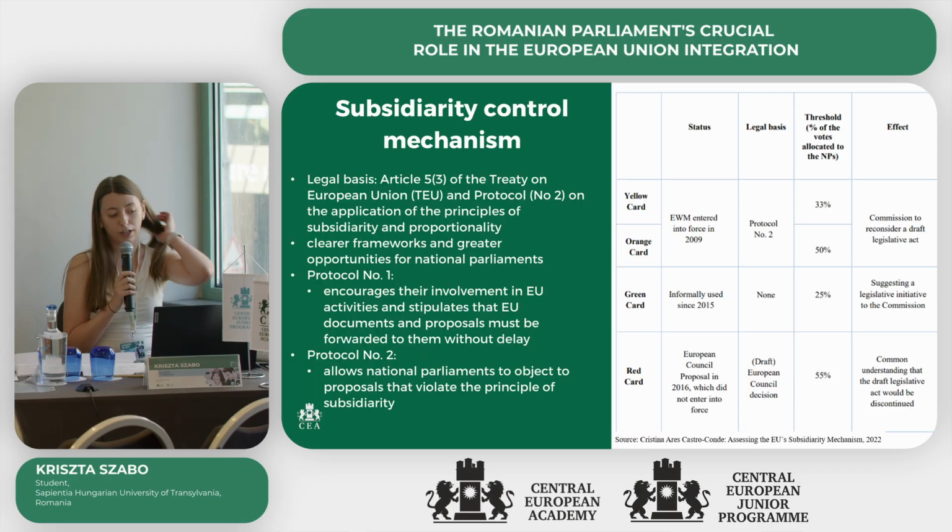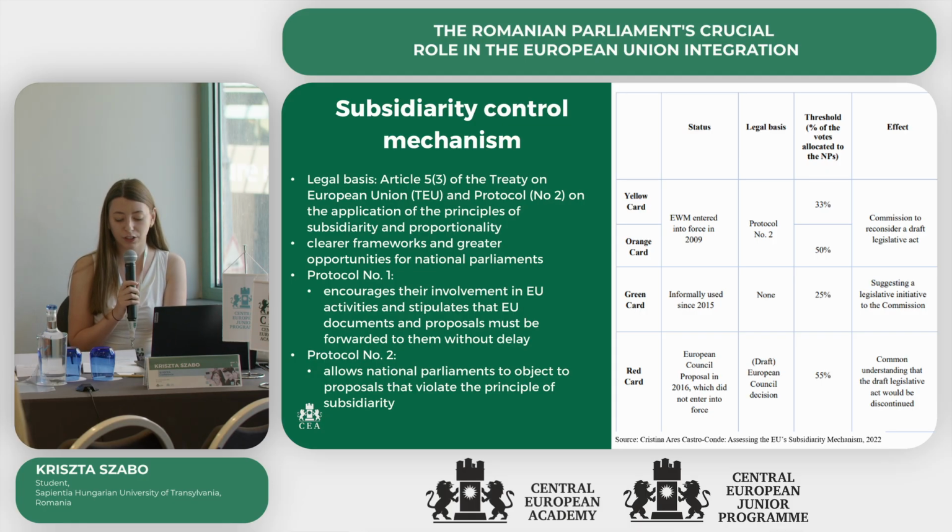And now I would like to talk about the subsidiarity control mechanism. The legal basis of this mechanism is Article 5 of the Treaty on European Union and Protocol number 2, which covers how the principles of subsidiarity and proportionality should be applied. While the Lisbon Treaty didn't introduce the principle of subsidiarity, it did build on what was already in place under the Amsterdam Treaty, giving national parliaments a clearer framework and more opportunities to oversee this principle.